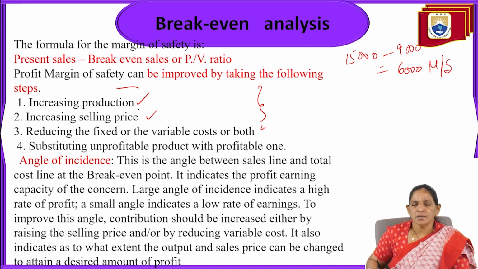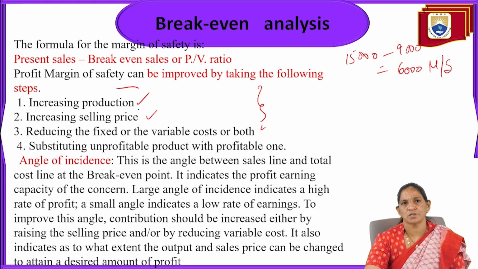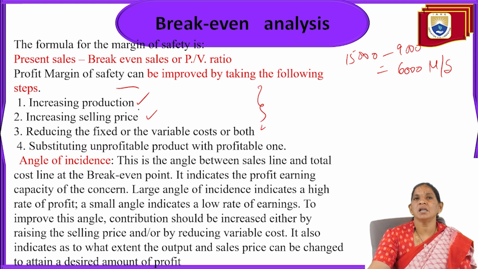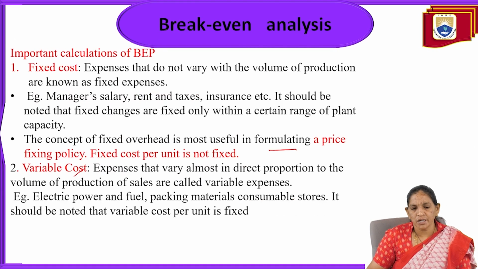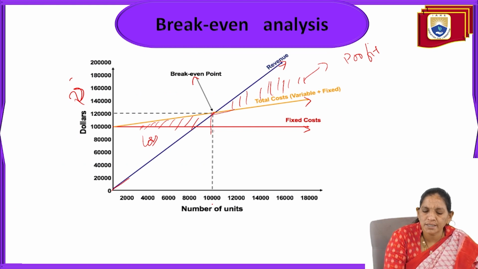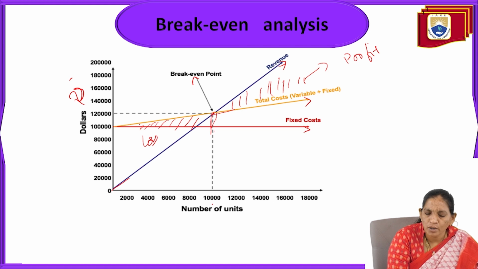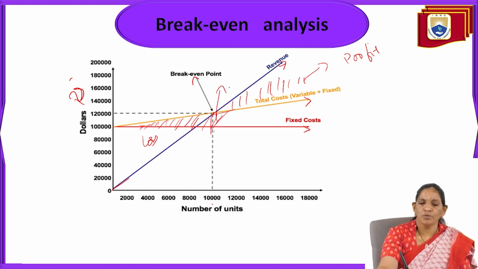Next, when we have this margin of safety, we have to find out the angle of incidence. Angle of incidence means the angle between the sales line and the total cost line at BEP. You can identify it in the figure, the line where the slope changes. This gap, the ray between the lines, we consider as the angle of incidence.